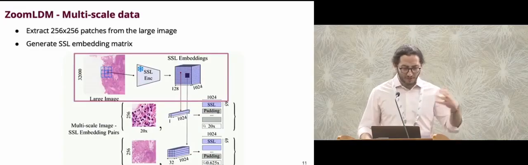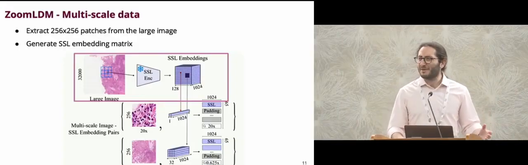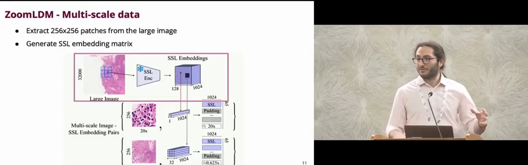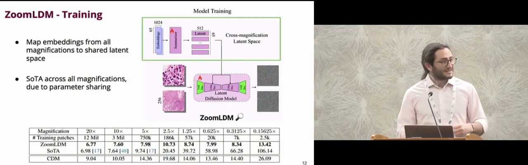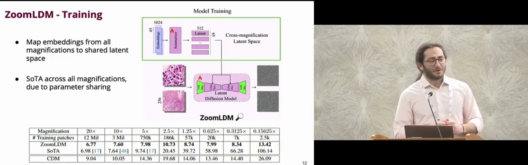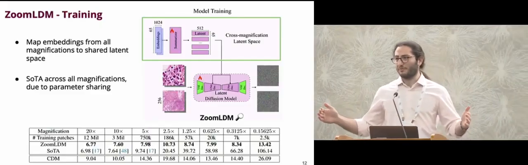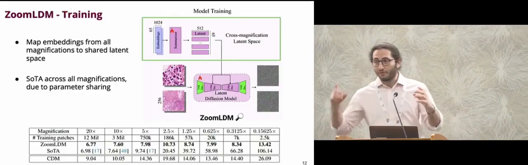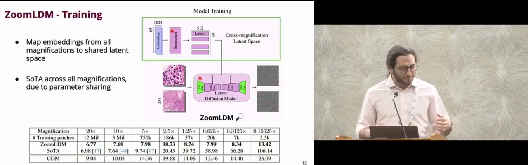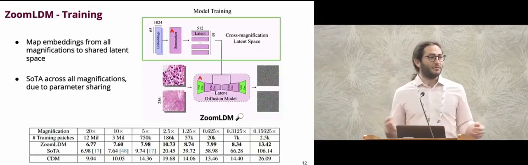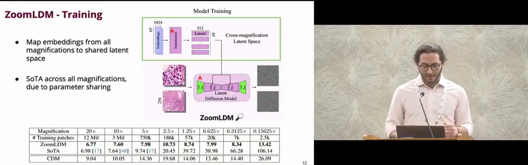So our adaptation was that we trained the same idea of a model, extracted the patches, and generated the SSL embeddings for different regions in the image of different sizes. We pushed all of those SSL embeddings through a single network that summarized them in a shared latent space for all magnifications, and we trained the model for all magnifications. So this model can produce 256 by 256 tiles at multiple magnifications. By doing this, we were able to reach state-of-the-art at all magnifications, because our model was able to understand the images at different scales.